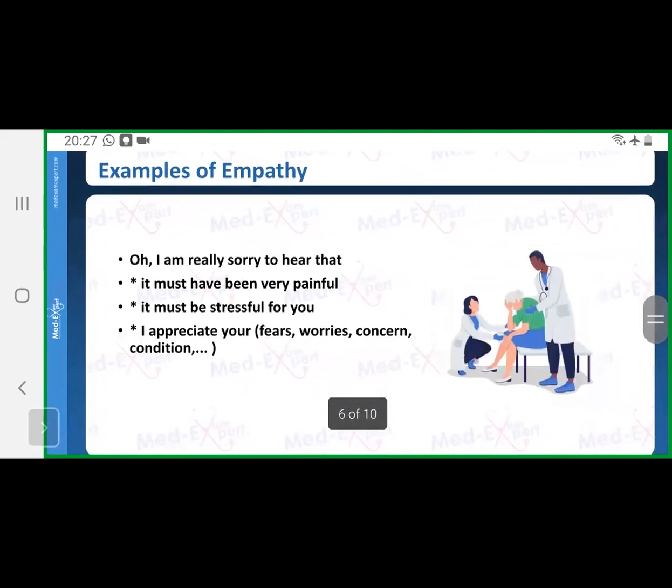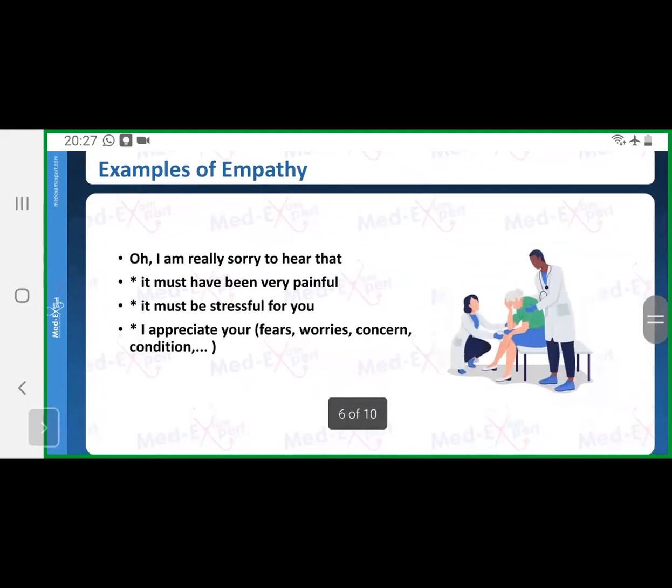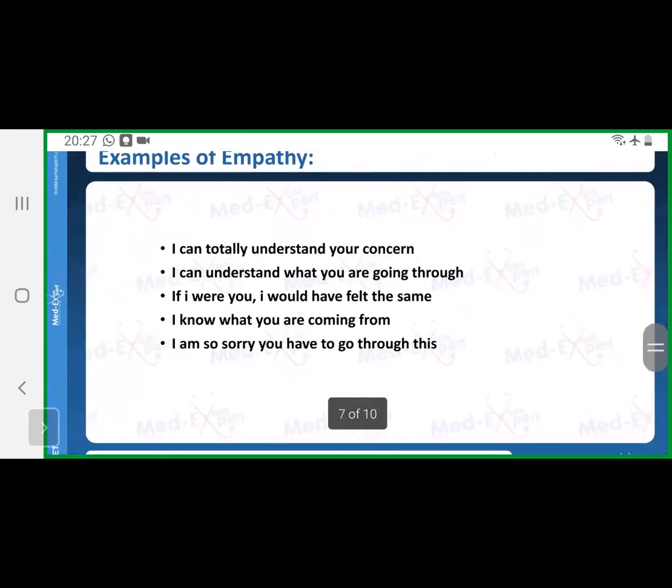Then comes the empathy. So empathy can be shown with these sentences. Oh, I'm really sorry to hear that. It must have been very painful. It must be very stressful for you. I appreciate your fears and concerns. Moreover, you can also say, I can totally understand your concern. It is a good example of empathy. I can understand what you're going through. Or if I were you, I would have felt the same. I know where you're coming from. I am so sorry you have to go through this. I totally understand what you're referring to.